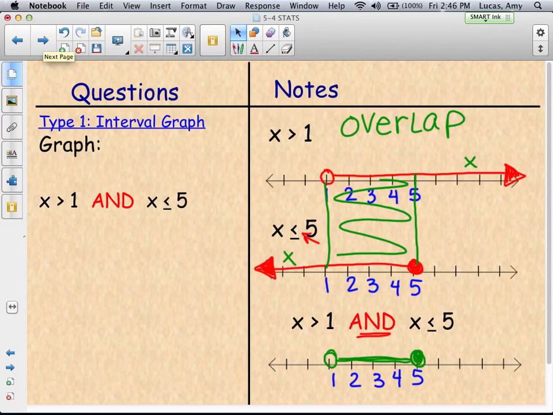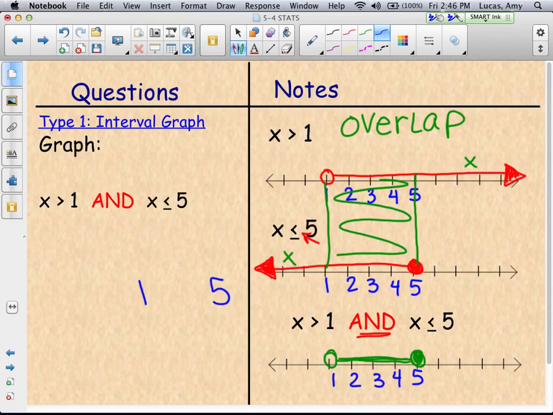So this is why we call it an interval graph. When the rays cross over each other, and you're looking for a solution set of values that are on the first ray and the second ray, where they overlap each other is going to form an interval. Now I could name my interval. My interval is starting at 1 and ending at 5. My variable is going to go in the middle because it's anywhere from 1 to 5.